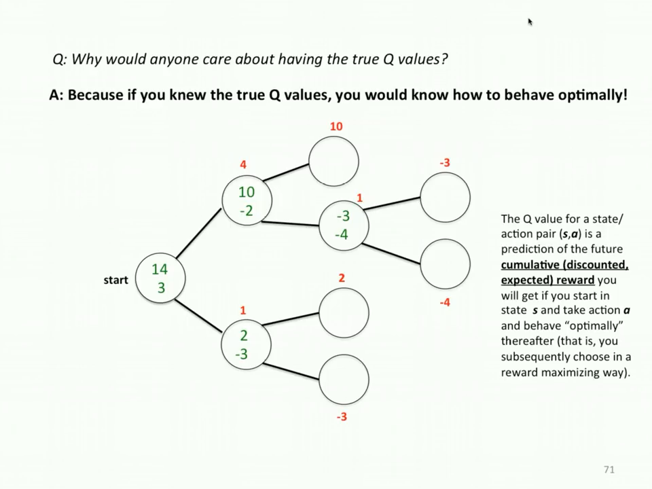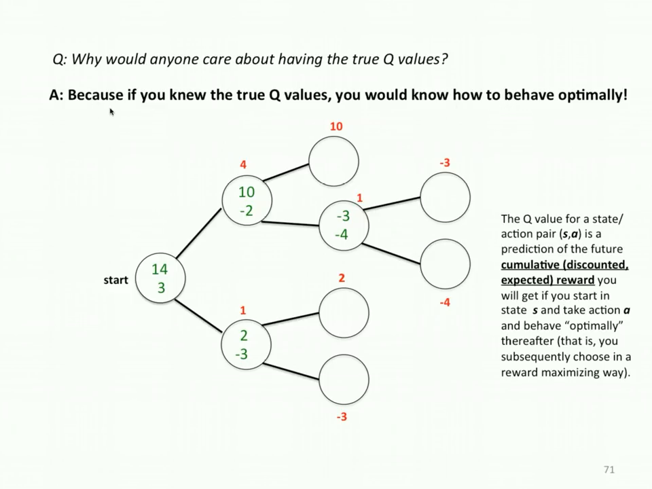Now we turn to this super important question. Why would anyone care about having the true Q values? We've spent a lot of time learning about temporal difference methods that can get you the true or approximate the true state values or the true Q values, as you will see in the demonstration to come. Let's now ask the question, why do we care about this?